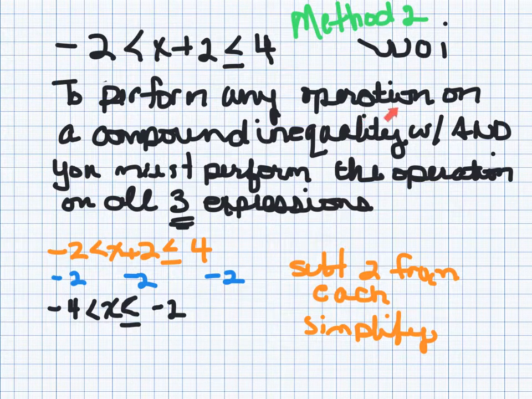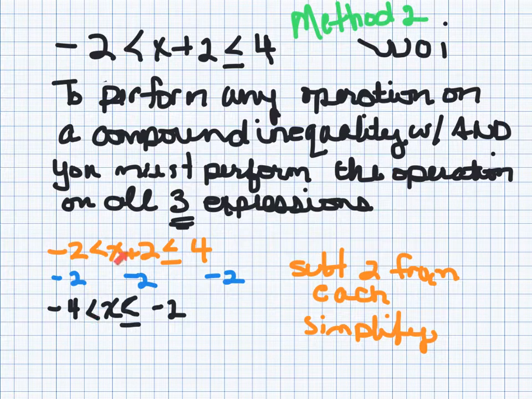It says to perform any operation on a compound inequality with the word and, you must perform the operation on all three expressions. We already talked about whatever you do, you have to do it to all the parts. Here we have the original inequality. We're going to once again subtract 2 from each side. This time we're not going to divide it in half. We're just going to do it to the three parts. So we have part 1, part 2, and part 3. We subtract 2, subtract 2, subtract 2, and we end up with negative 4. Negative 2 minus 2 is negative 4.